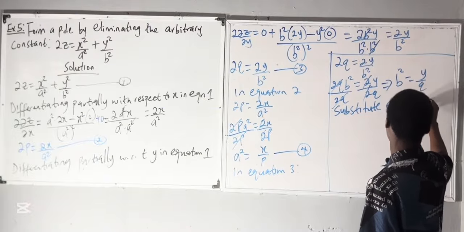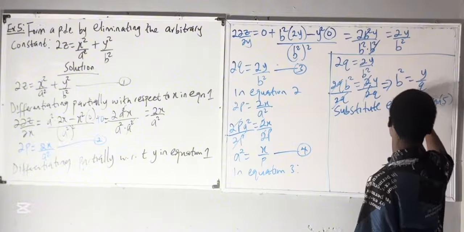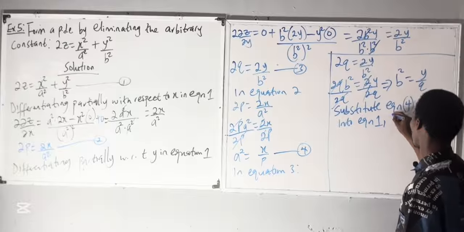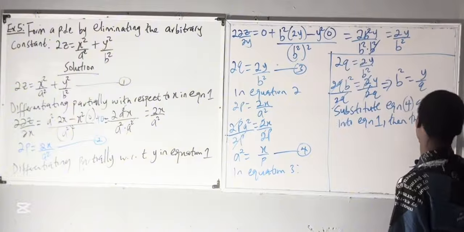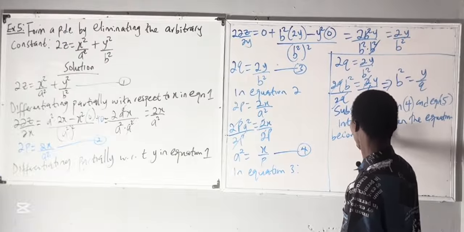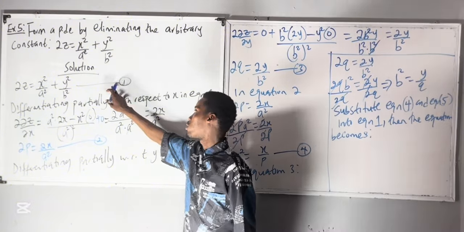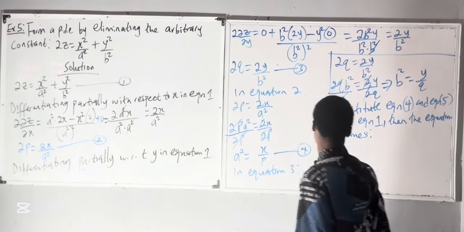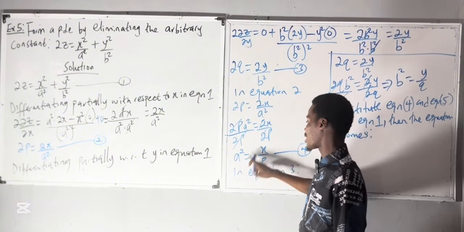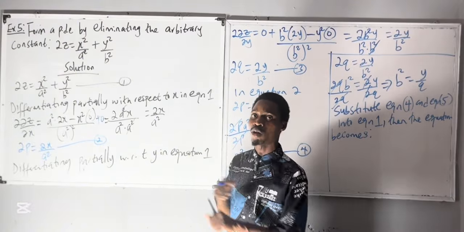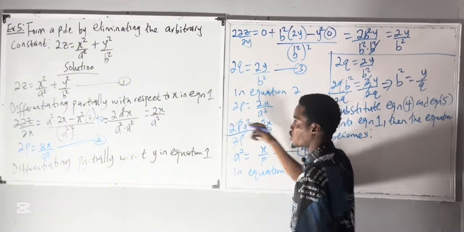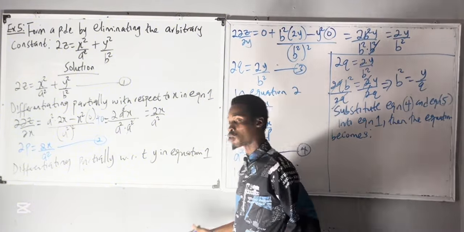So I can now substitute equation 4 and equation 5 into equation 1. Then the equation becomes, so we are substituting equation 4 and 5 into this equation 1. The reason why we are doing that is because we have made a square the subject of formula as x over p. So it means we don't want to have the arbitrary constants. We have to take a square to replace this, and b square to replace this, since a and b are the arbitrary constants.